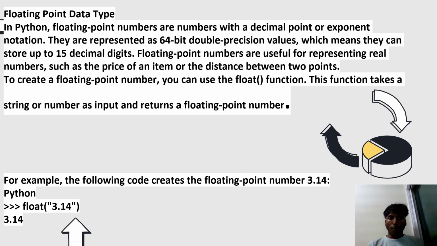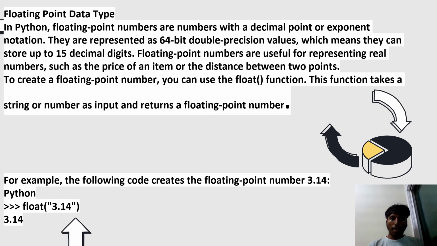Coming to floating data type. In Python, floating point numbers are numbers with decimal points or exponent notation. They represent double precision values, which means they can store up to 15 decimal digits. Floating point numbers are useful for representing real numbers, such as the price of an item or the distance between two points.